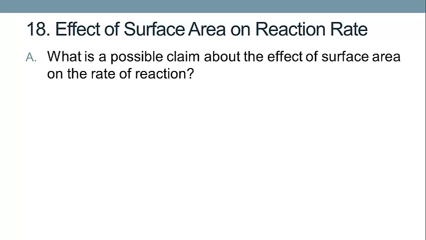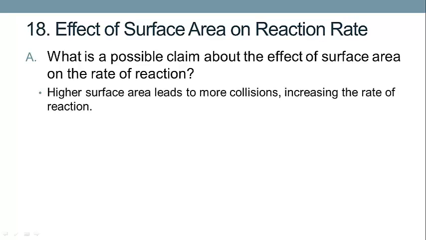Design an experiment to determine the effect of surface area on the rate of reaction between magnesium and hydrochloric acid. So first, what is a possible claim about the effect of surface area on the rate of reaction? A possible claim that we could make is that a higher surface area will lead to more collisions, which should increase the rate of reaction.